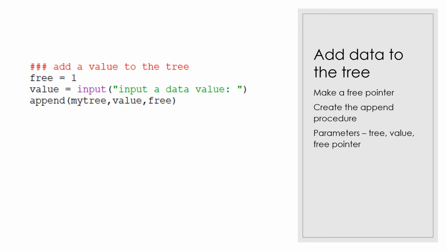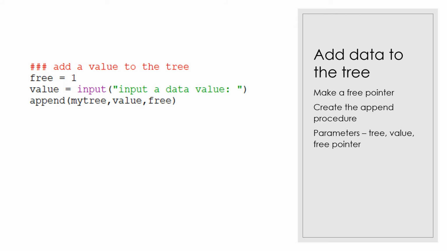Now I'm adding some extra lines to my program. I'm going to set the free pointer. Remember, when we're using 2D arrays, we generally have a pointer to tell us where the next free value is, the free element where we can add values.